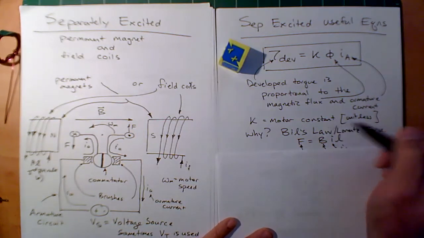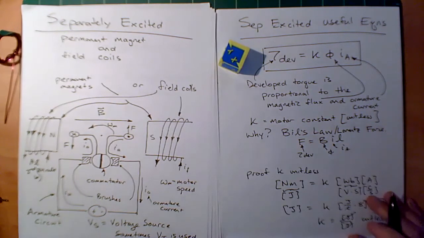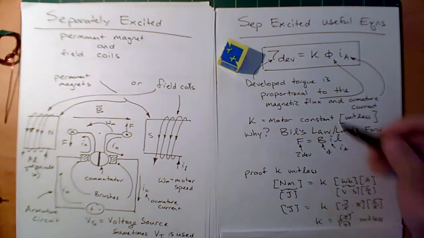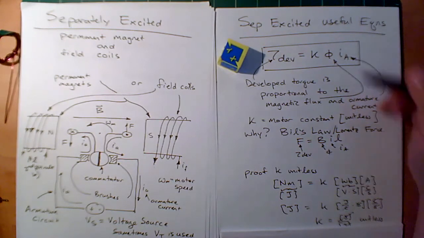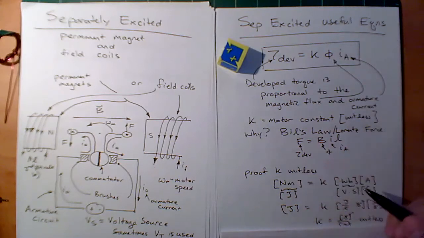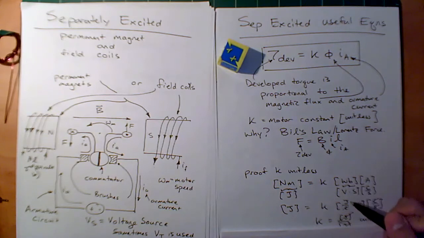K is actually a motor constant. It's a unitless number. Okay, here's a little mini proof of why K is unitless. So you could actually plug in the units. You have a Weber here, you have an amp here, and you have a Newton meter here. We know this is a joule. A newton meter is equivalent to a joule. A Weber is equivalent to a volt second.